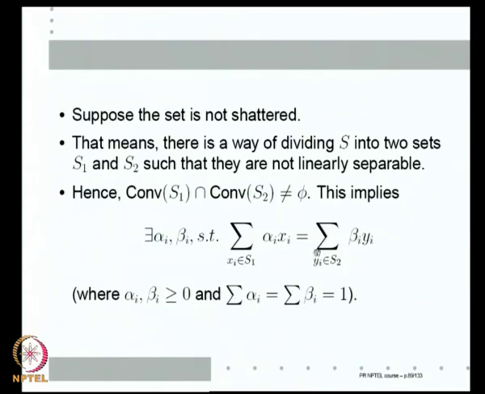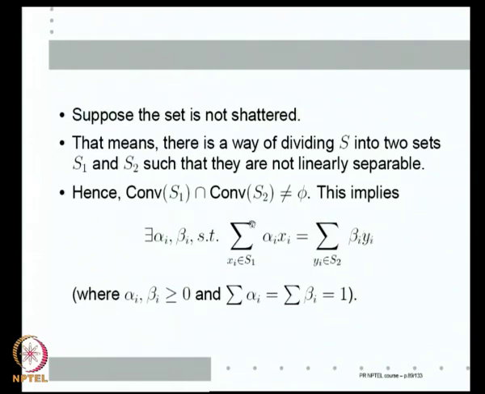So, the xi's here will be all different from the yi's here. Because the convex hulls intersect, there is at least one set of alpha and beta i such that summation alpha i xi for xi in S1 is equal to summation beta i yi for yi in S2, where of course alpha and beta sum to 1 and are positive.